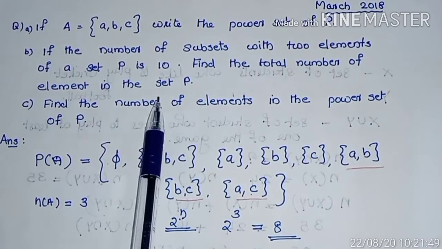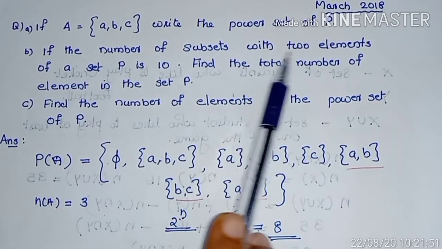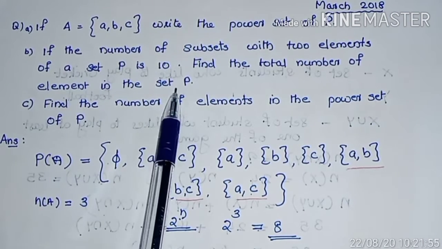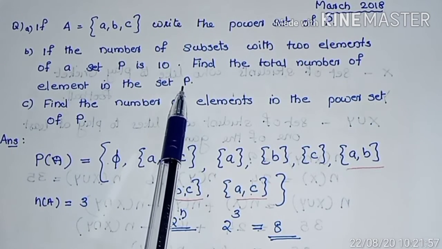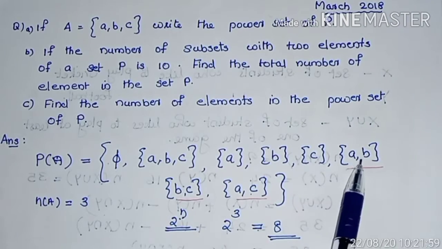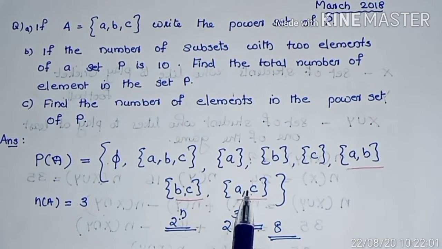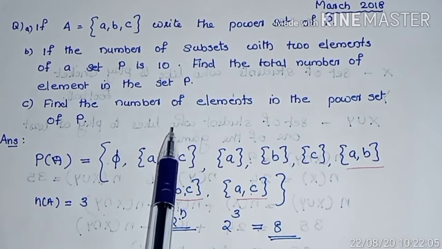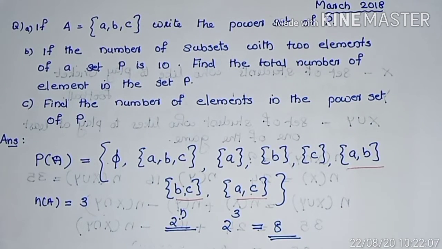In this question, the number of subsets with 2 elements of the set P is 10. So, we want to find out N of P. Here, that is only 3, not 10. So, N of P is not equal to 3. We want to find out N of P. N of P being 3 is not possible.